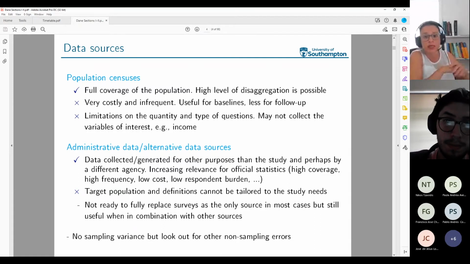Now, can anybody tell me why we don't collect income in the census? Have you ever wondered why? Do you have any idea of why that doesn't happen often?